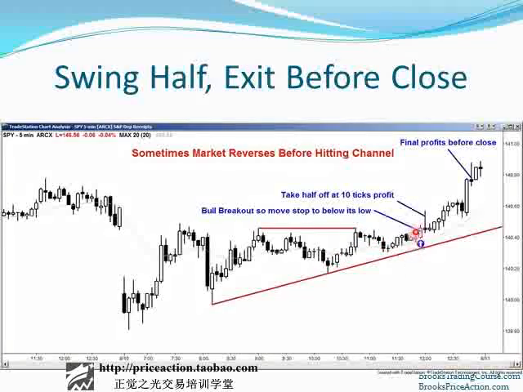Okay, so if you bought here and you took half off at 10 ticks, you were not alone. Look at the big tail on the top of the bar. So a lot of selling took place around that price level. Bull breakout, so probably good to raise your stop to below its low, and you could swing the balance of your trade. Here we have an even stronger bull breakout, but we only have a few bars left to the day, so you could exit on the close of this bar, you could exit below its low, or you can exit at the close of the day.